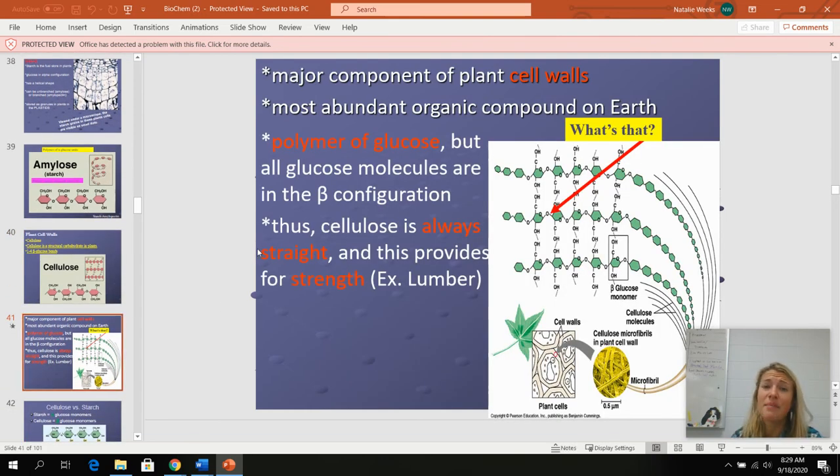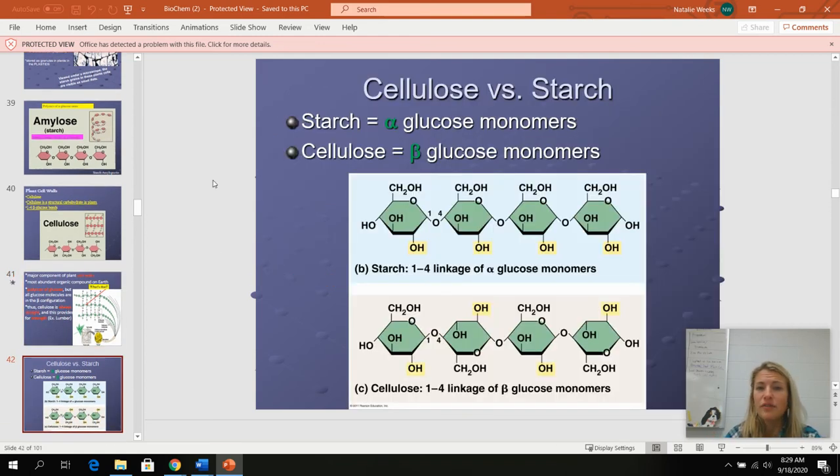Okay, so it is a major component of plant cell walls. Most abundant organic compound found on Earth. Reason why? Trees. All the trees. And grass and all the trees. It's a polymer of glucose, but they're in that beta configuration. Cellulose is always going to be straight. This is why we have lumber and wood and stuff like that. So kind of cool little fun facts.